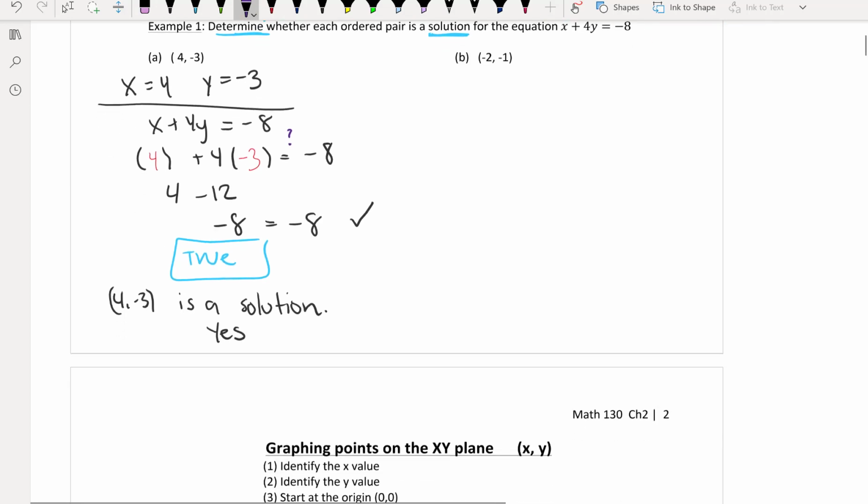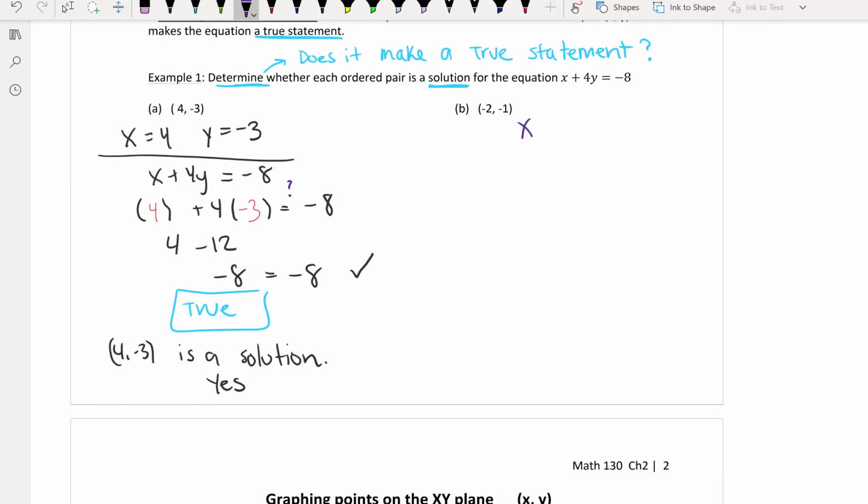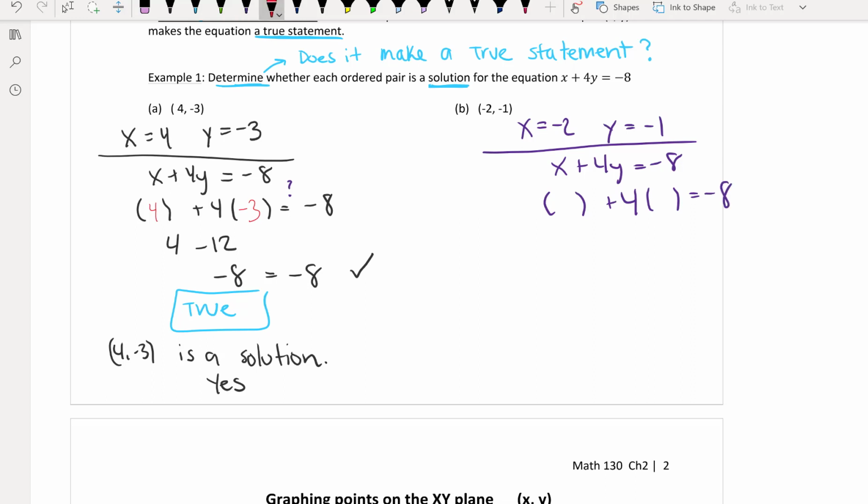For part B, we are going to say that x is equal to -2 and y is equal to -1. And we'll plug it into the same equation, x plus 4y is equal to -8. So again, I just like to put parentheses whenever I'm going to plug in values, it's just a good habit to have. So my x value I'm plugging in is -2, and my y value is -1. So I'm going to have -2 plus -4.